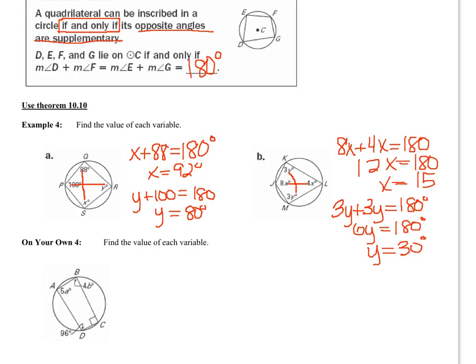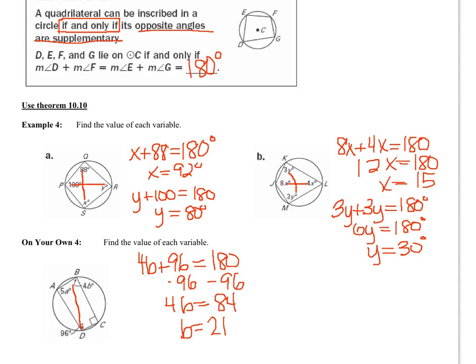All right, on your own 4, it says find the value of each variable. So again, we know opposite angles have to add up to 180 degrees because this is a quadrilateral. So these two across from each other, 4b plus 96 equals 180 degrees. If I subtract 96 from both sides, I have 4b equals 84. Divide both by 4, and you'll find that b equals 21.